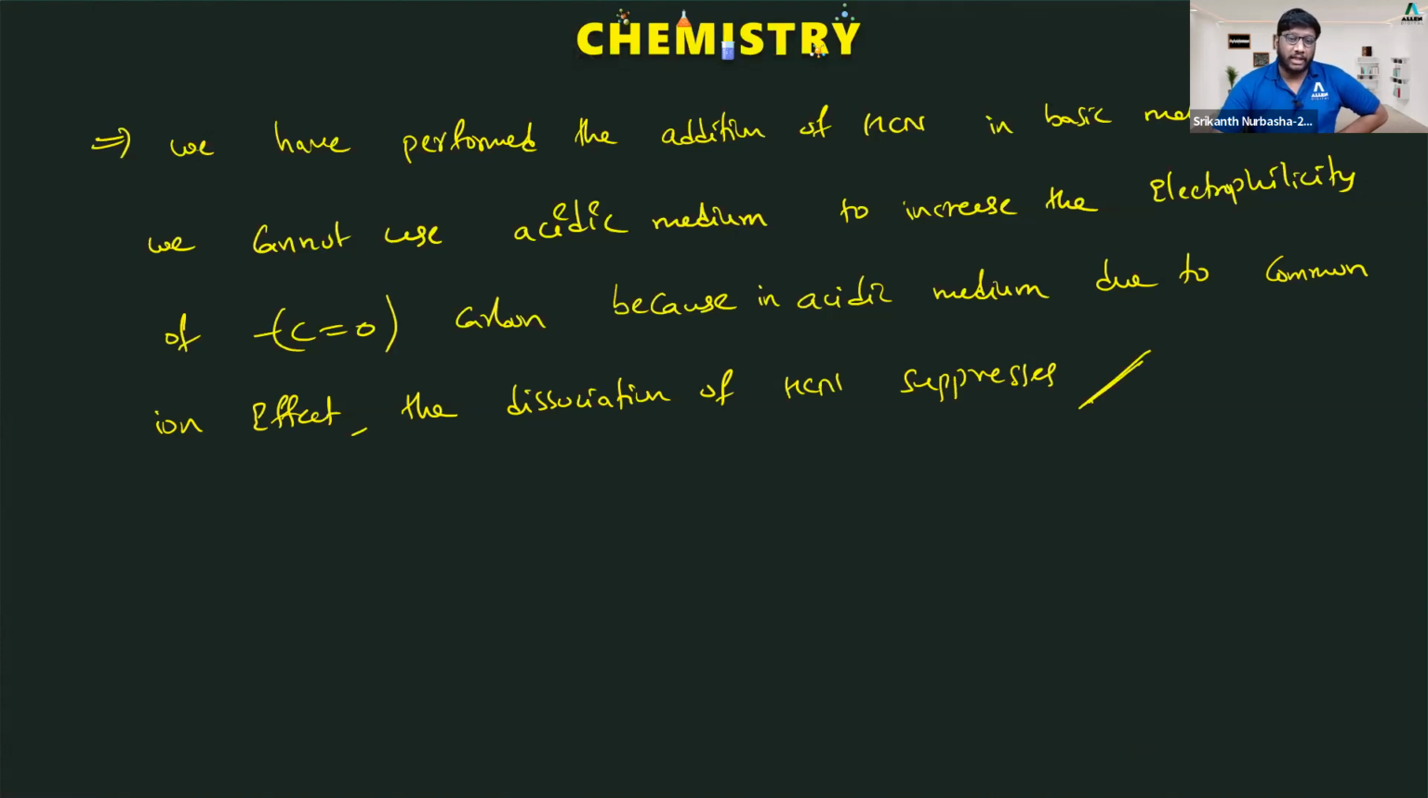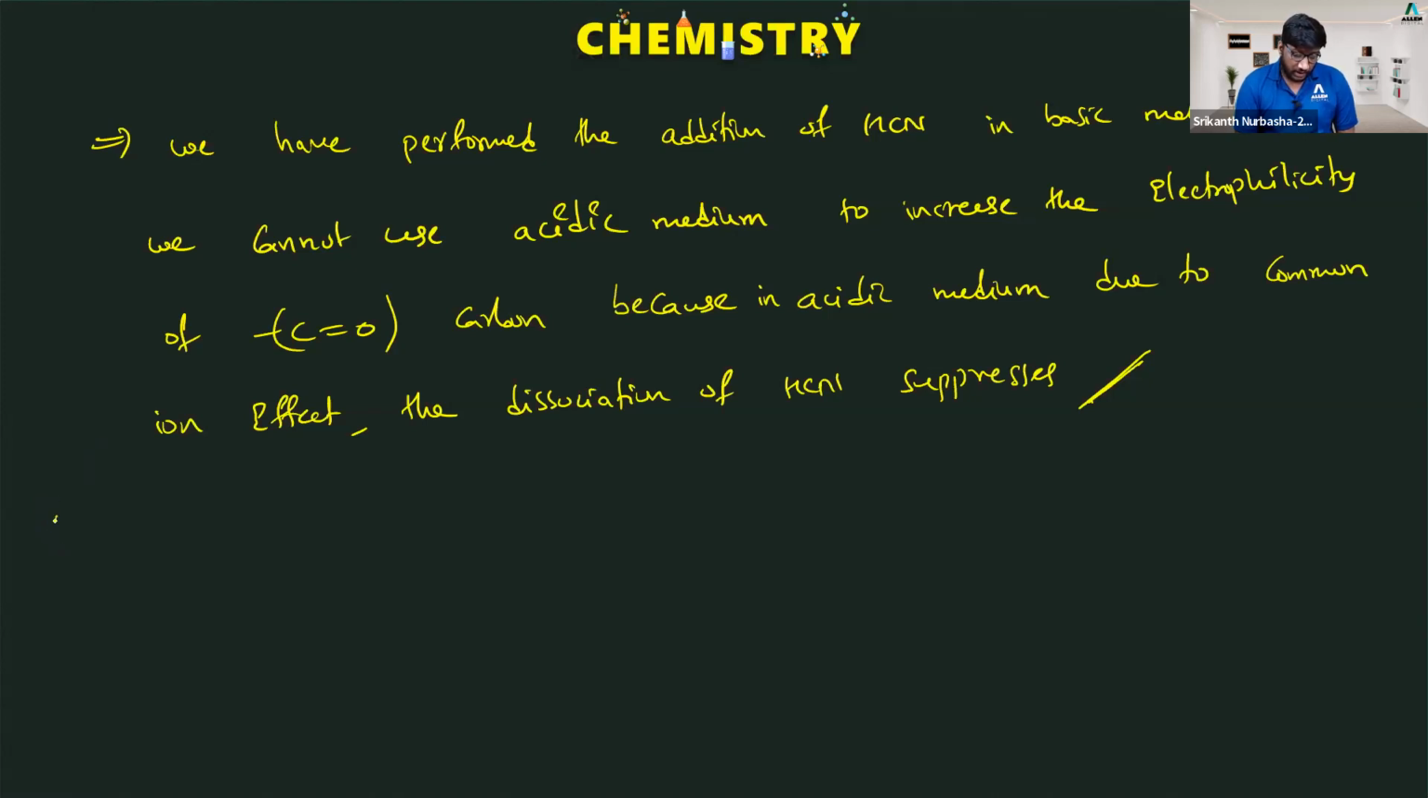Right, students? Is that clear to everyone or not? So that is how you need to understand the addition of hydrogen cyanide to form cyanohydrins. Next reaction: carbonyl compounds will also add alcohols to form respective hemiacetals and acetals.